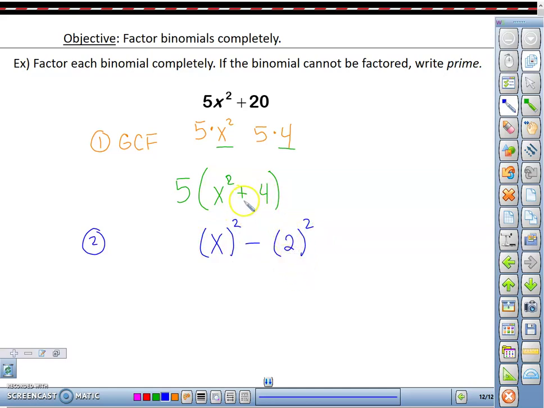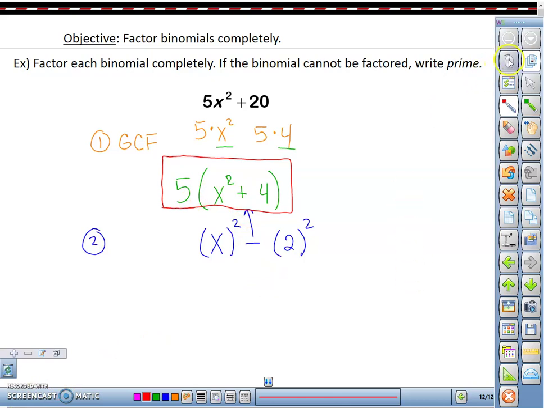But again, the problem is the sign or the operation between them. We need minus for a difference of two squares, and we don't have that. We have a plus. Now be careful here. You might be starting to think that we're going to say prime again, but we're not, because a prime has only two factors, 1 and itself. This actually has other factors. It has 5, it has x squared plus 4. So our correct answer is actually this, where we factored out our GCF. This is not a prime problem. It's only a problem where we can go just this far. So this would be our final answer.